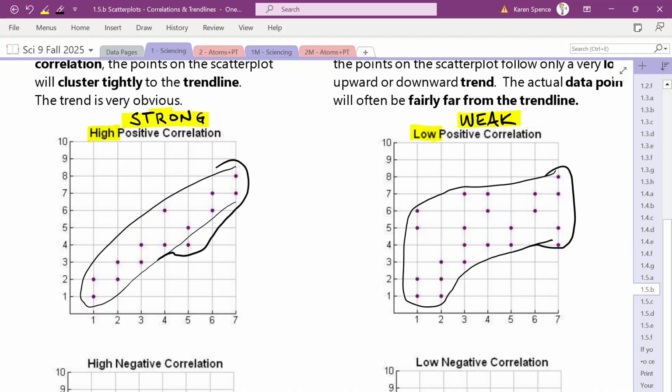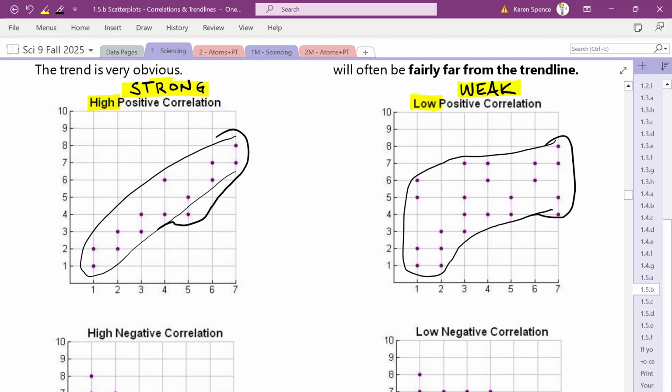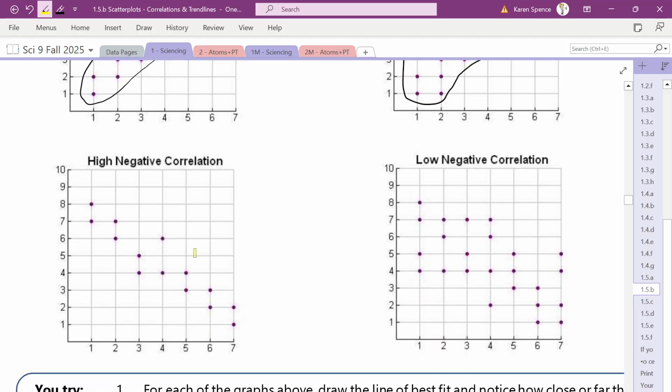And just like you can have a high positive or weak positive correlation, I keep getting them all wrong. It's either high or low, or strong or weak. You can have the same thing with negative. We can have a high negative correlation, or we can have a weak negative correlation. Low negative correlation. High or low, strong or weak.